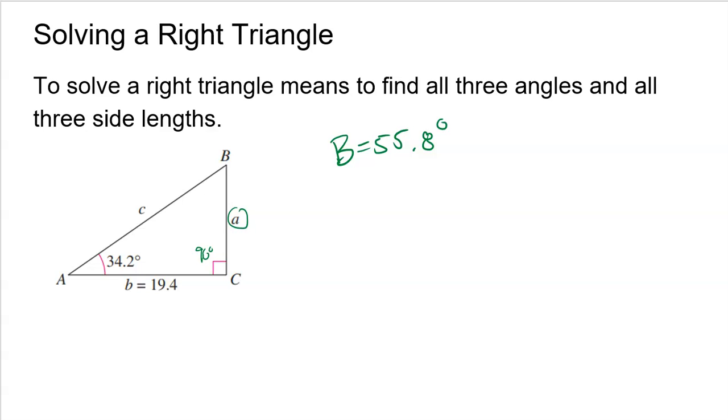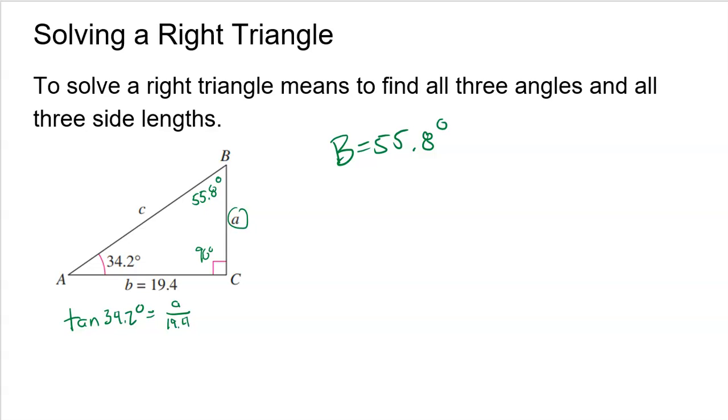So if I'm going to find A, I actually got a couple options. Actually, I got several options now that I know this angle is 55.8. I could do cosine of 55.8. Excuse me, not cosine. I'm so sorry. Tangent of 55.8 degrees is opposite 19.4 divided by adjacent A. I could do tangent of 34.2 degrees is opposite A divided by adjacent 19.4. I got a lot of different options. I'm going to go ahead and use the 34.2. So I'm going to do tangent of 34.2 degrees equals the opposite side A divided by the adjacent side 19.4.